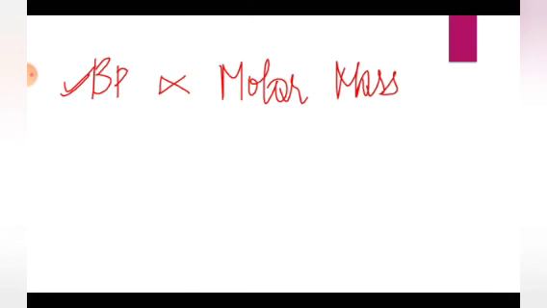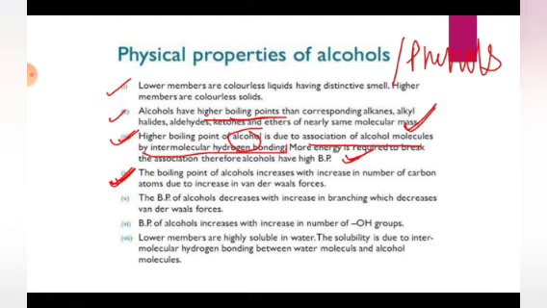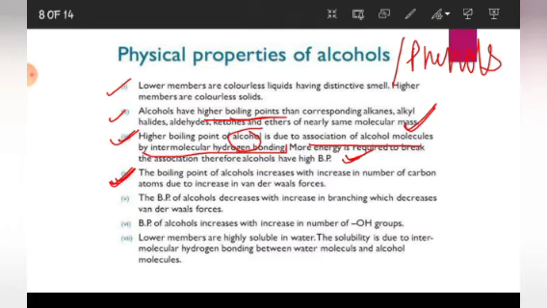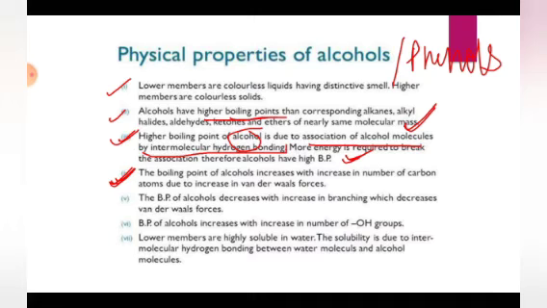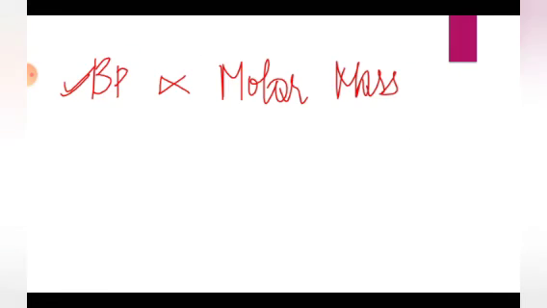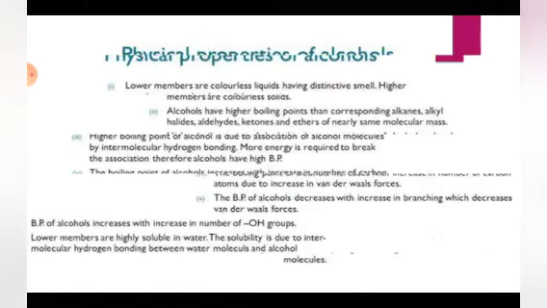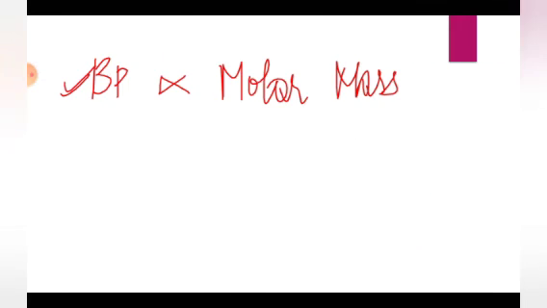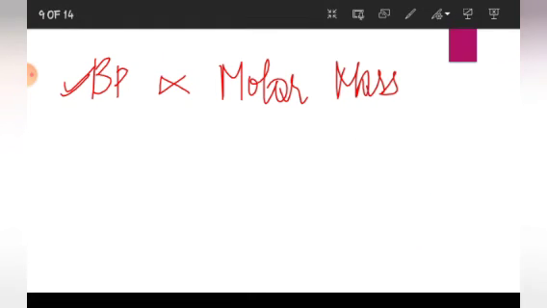Now let's move on to our next slide. See the next point. The boiling point of alcohol decreases with increase in branching. Wait, let me tell the reason for the previous point. I told you that boiling point is proportional to molar mass because as the molar mass increases, van der Waals forces also increase. That is why we see this result.